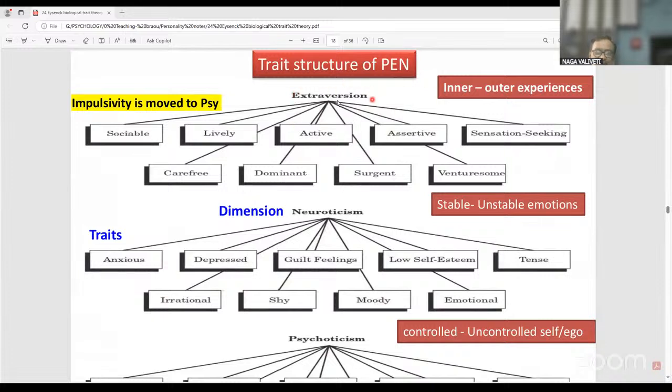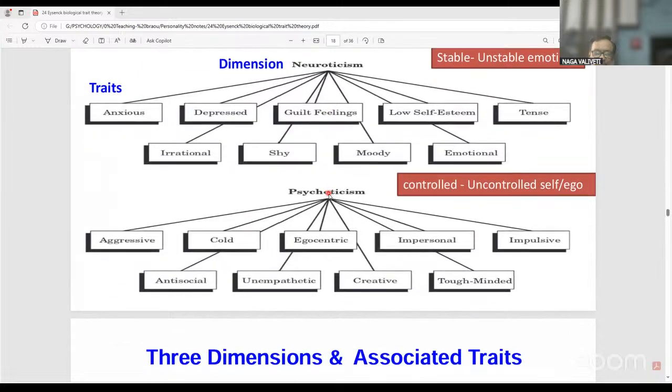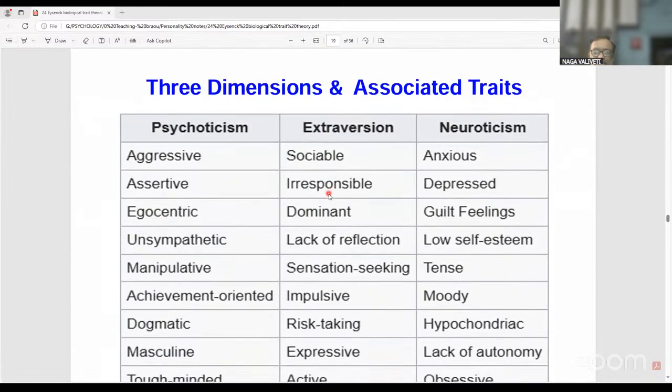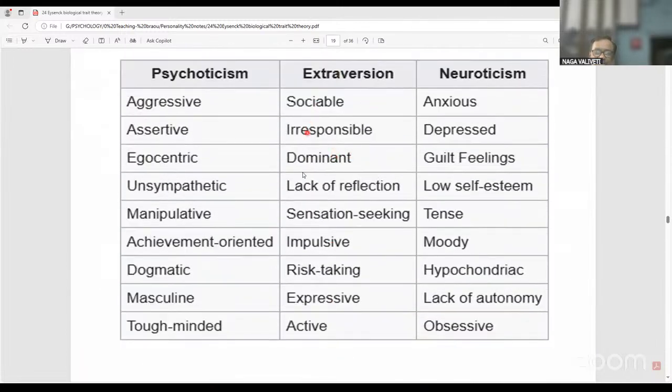But he had arrived for extraversion: social, lively, active, assertive, sensation seeking, carefree, dominant, surgent, and venturesome. These are all put together and named as extraversion. Similarly for neuroticism and psychoticism, they are there in the book. The same thing I renamed, a single word used for extraversion.